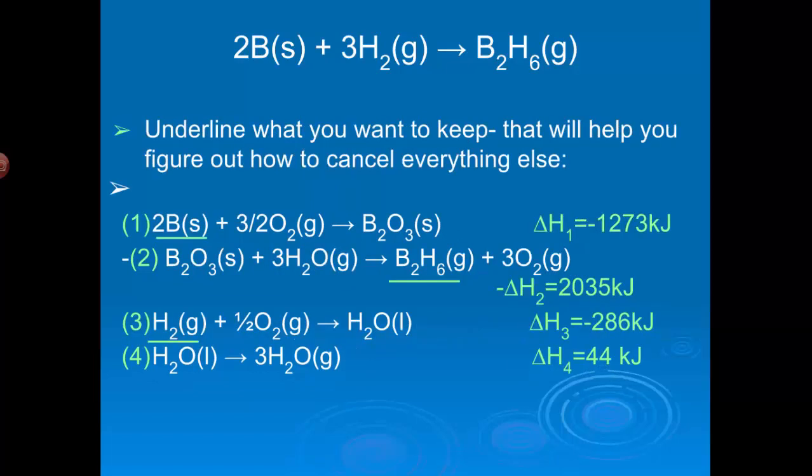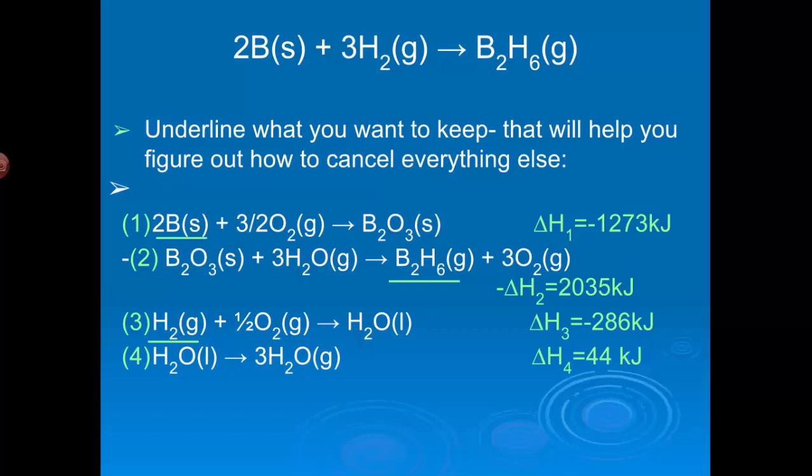If we then go ahead and put those together and we underline what we want to keep. So I want to keep the boron, I want to keep the B2H6, and I want to keep H2. Everything else I should be able somehow to cancel, depending on where it is, right? If it's on the right side or the left side. And remember, if they're on opposite sides of the equations, they can cancel. So I've got some B2O3 on both sides. I can cancel that out.